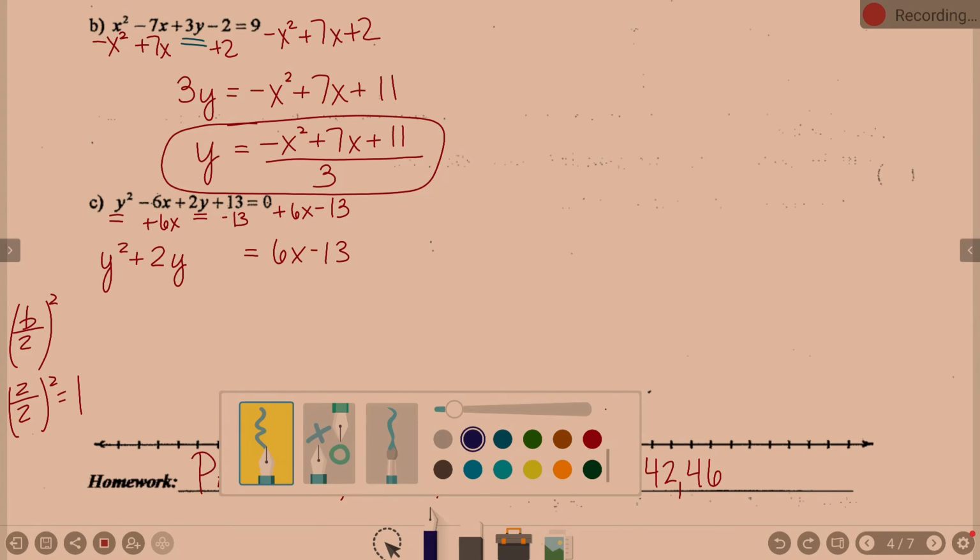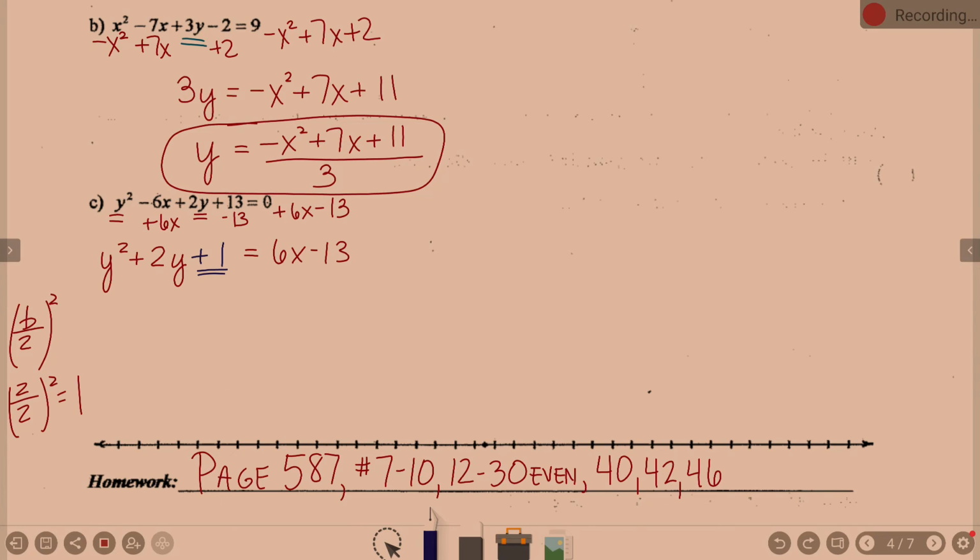What do I do with that 1? You add 1 on the left. If you add 1 on the left, you add 1 on the right. And this is where you will factor that. And then it will be like A. Okay? Give that a shot. See what you can figure out. Obviously, I probably need to do a complete the square in class tomorrow, right? So I will make sure I do that.